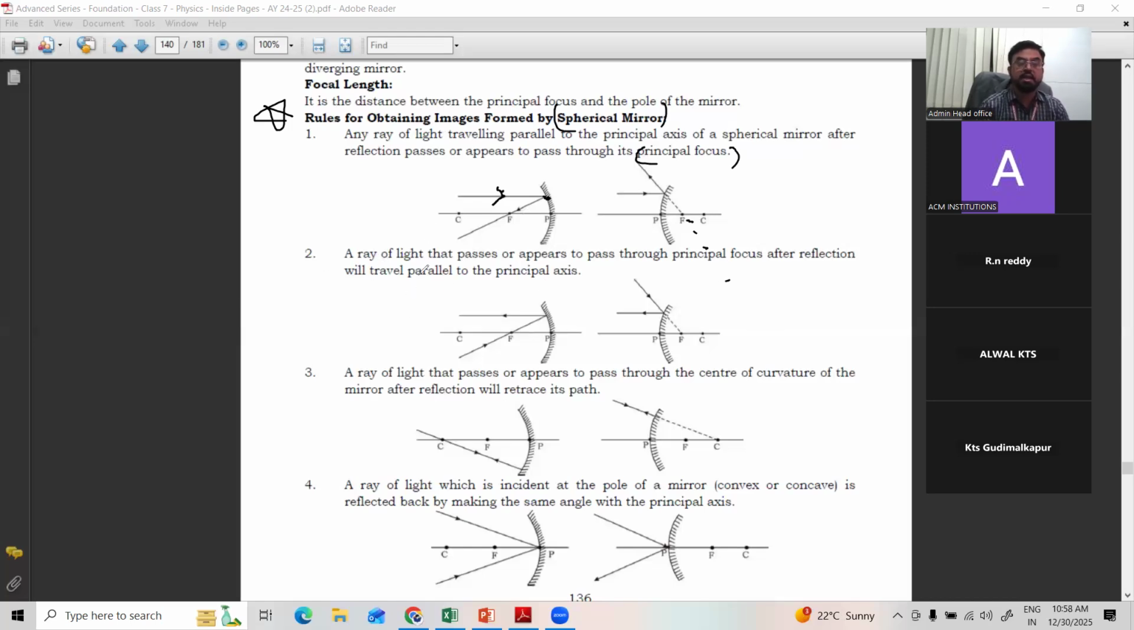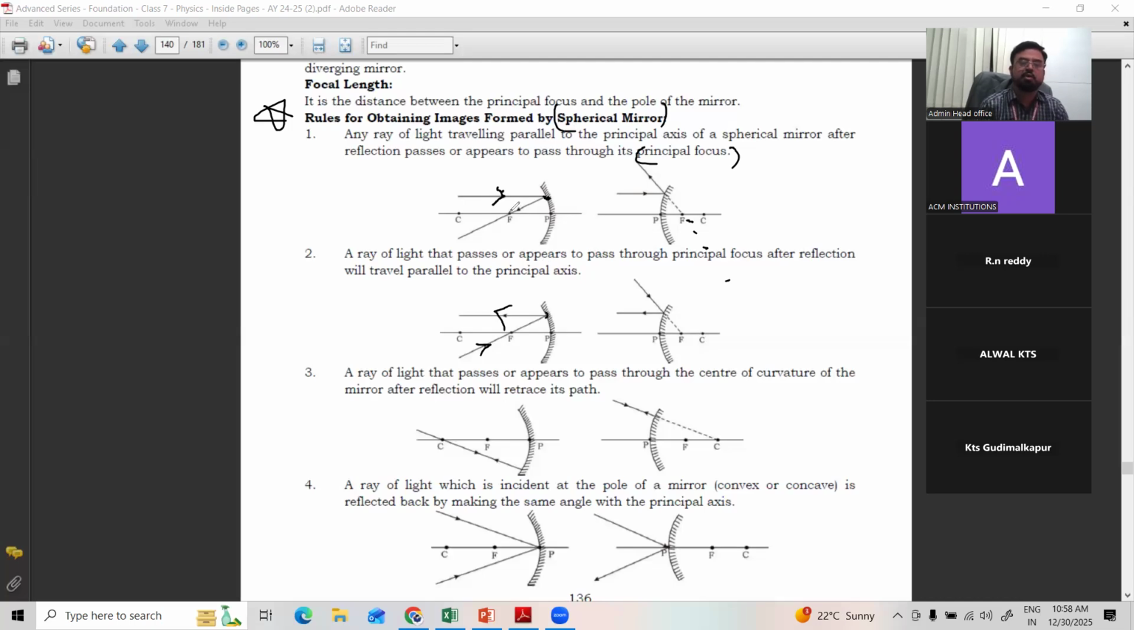Second rule is, a ray of light that passes or appears to pass through the principal focus. Suppose first you had the parallel line. Now, this is the line passing through the principal focus. After reflection, it goes parallel. Means, same, reverse. If a parallel line strikes the point and reflects, it passes through the principal focus. If the line passes through the principal focus, after hitting the reflecting surface, it goes parallel.